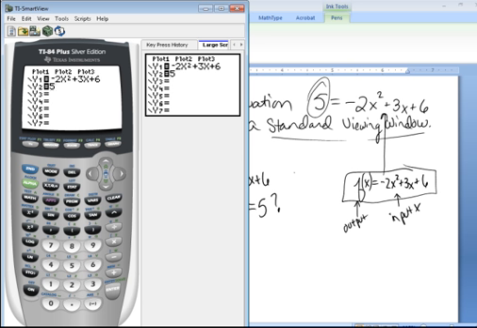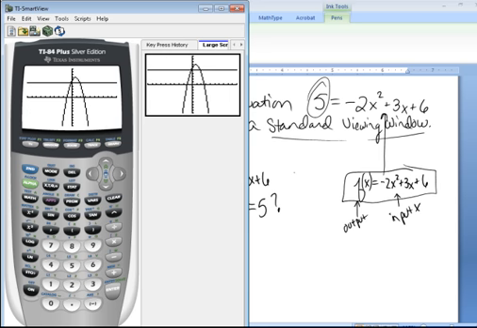Now, when we graph it, notice that y1 will be a parabola that is open down because the leading coefficient is negative 2. Since we have in y2 the equation y equals 5, y2 will create a horizontal line through a height of 5 in the xy plane. And so here is our graph. I've used a standard viewing window, negative 10 to 10, negative 10 to 10, to graph this. Now I see here my parabola open down, and I also see the horizontal line at a height of 5.